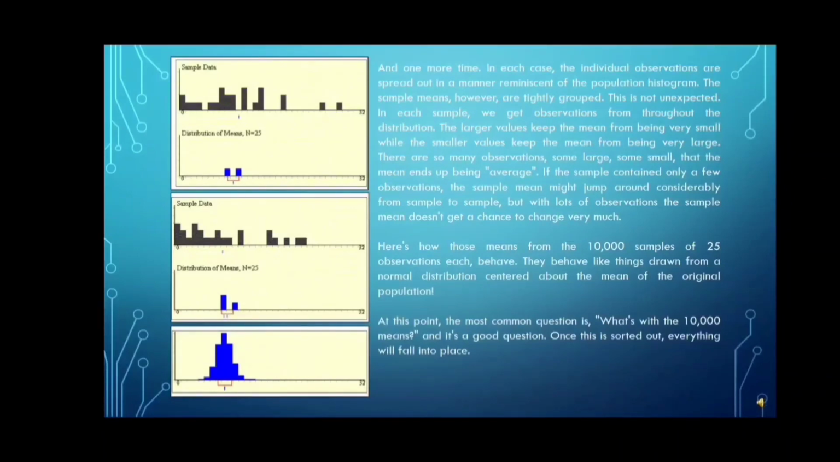If the sample contains only a few observations, the sample mean might jump around considerably from sample to sample, but with lots of observations, the sample mean doesn't get a chance to change very much. Here's how those means from the 10,000 samples of 25 observations each behave. They behave like things drawn from a normal distribution centered about the mean of the original population.